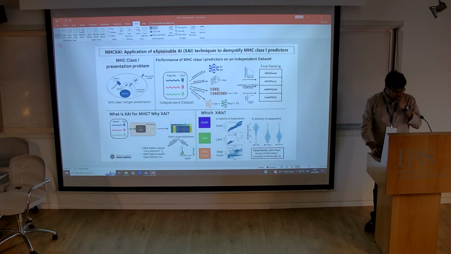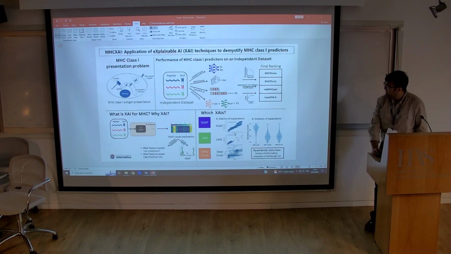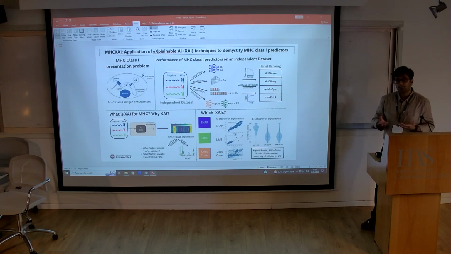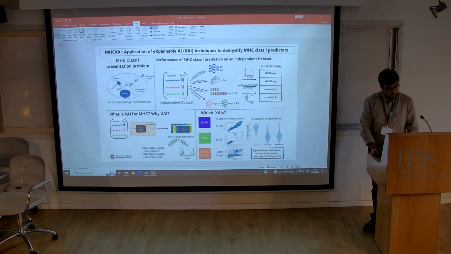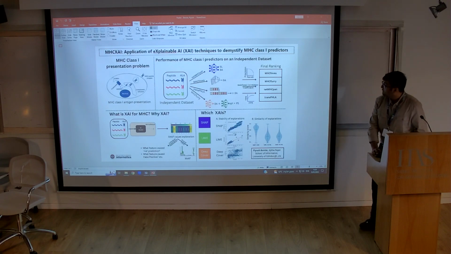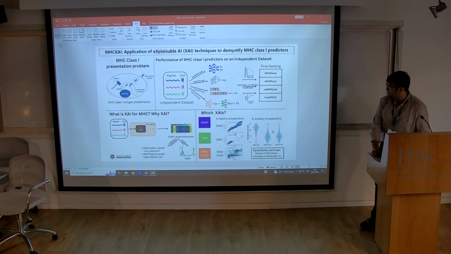However, one can aggregate these individual explanations and even create a motif to understand the overall trend of what are the factors that help an HLA molecule to bind to a particular peptide. Next, which XAI? We decided to test other explainable AI techniques called LIME and DeepLIFT along with SHAP, and we tested them on 2 metrics, stability and similarity of the explanations.